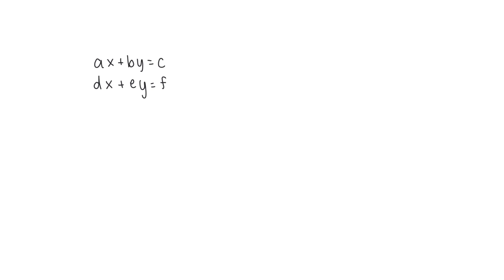We're going to create a matrix called the coefficient matrix for the coefficients on the variables on the left-hand side of the equation. This coefficient matrix will contain the letters A, B, D, and E in that order. Let's call this coefficient matrix capital A.